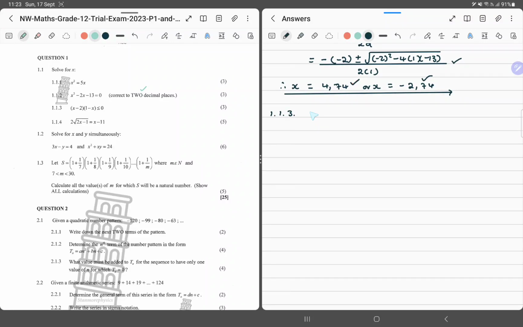1.1.3. We've got here (x minus 2) into (1 minus x), which is less than or equal to 0. Now this is already in a factorized format, which makes it easy because you can find your critical values there. So what I do, I take our binomial factors and put them on our table.